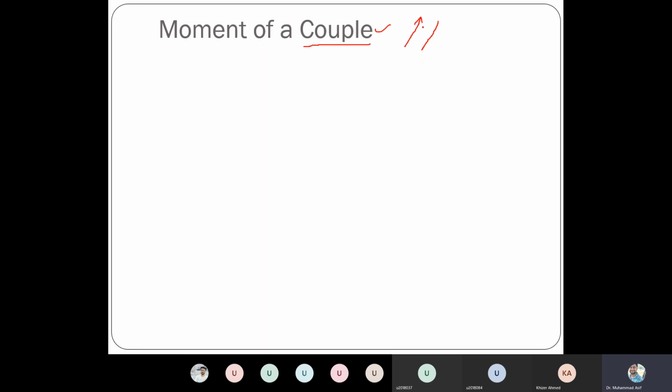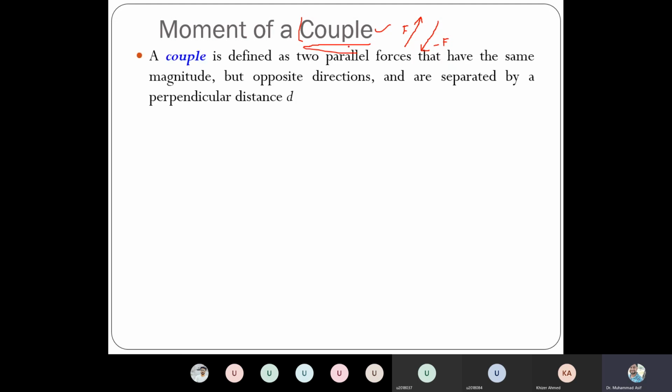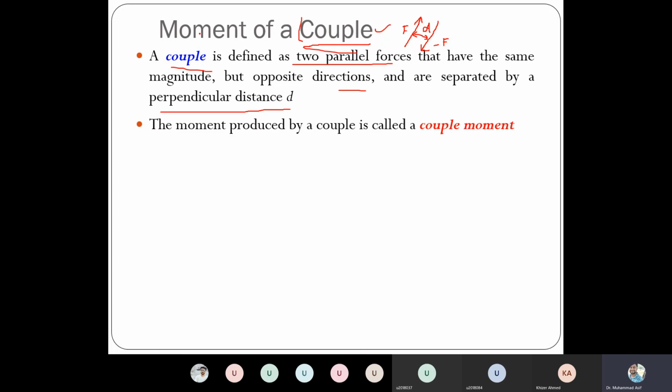Let's say this is a force F, this is also F, this is minus F, which is equal in magnitude but opposite in direction. So the combination of these two forces is called a couple. Now the moment of a couple means the moment produced by the couple, right? What is a couple? The two parallel forces that have the same magnitude but opposite direction and are separated by a perpendicular distance d. There is a distance between them because they are parallel to each other. So the moment produced by this couple is called the couple moment, right?